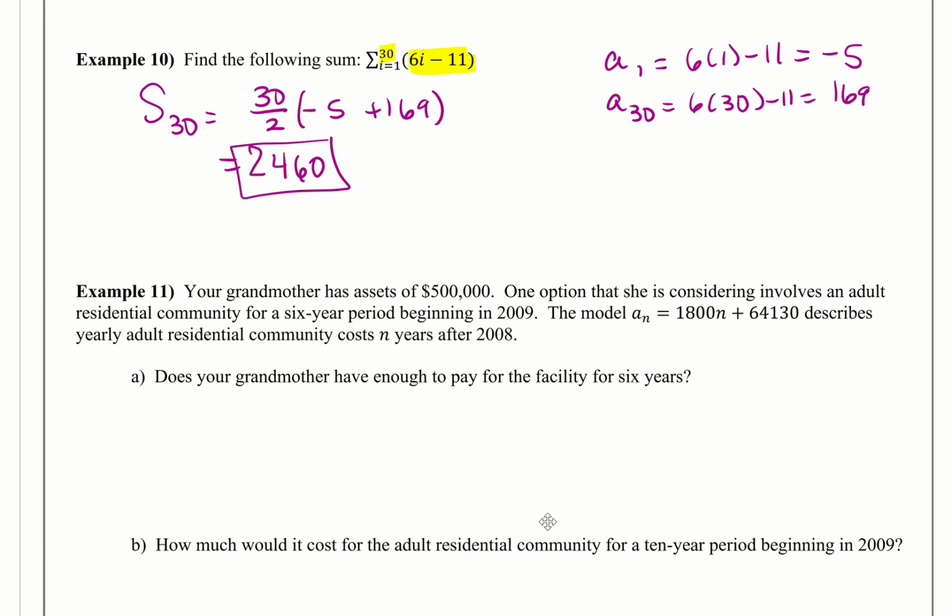Okay, my solution for example 10 is up on the screen. So we're finding the partial sum of the first 30 terms. So I would have 30 divided by 2 is 15 pairs, and I want to multiply that by the sum of the first and the last terms. I can find that by using the general formula of 6i minus 11.